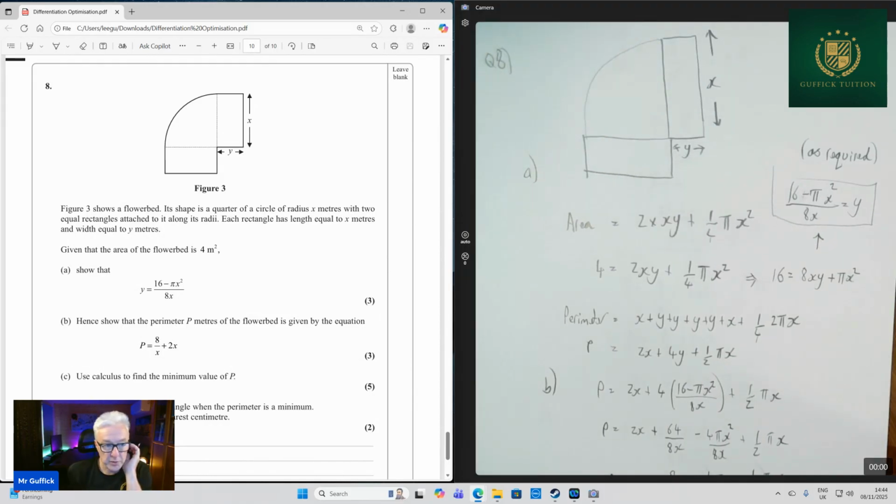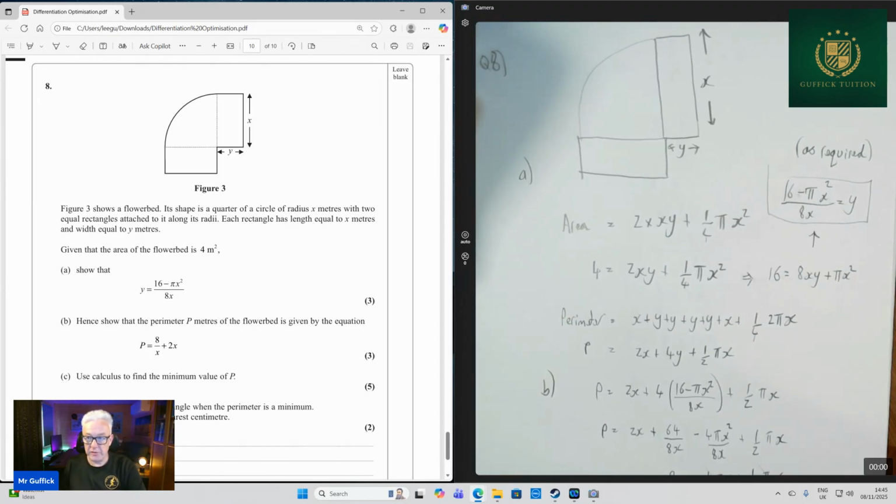So it says, figure 3 shows a flower bed. Its shape is a quarter of a circle of radius x meters with 2 equal rectangles attached along its radii. Each rectangle has a length equal to x meters and a width equal to y meters. Given that the area of the flower bed is 4, show that y is equal to that.